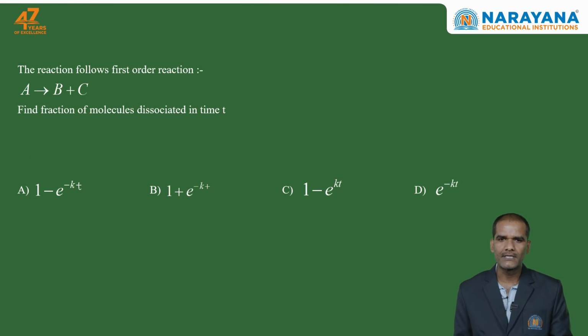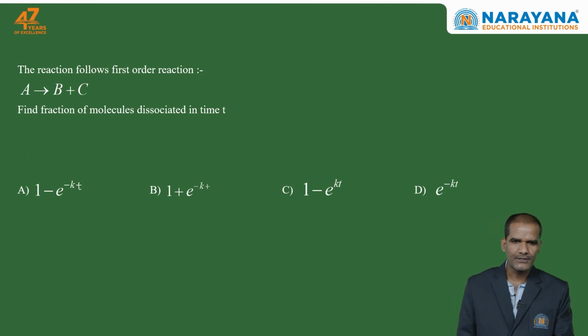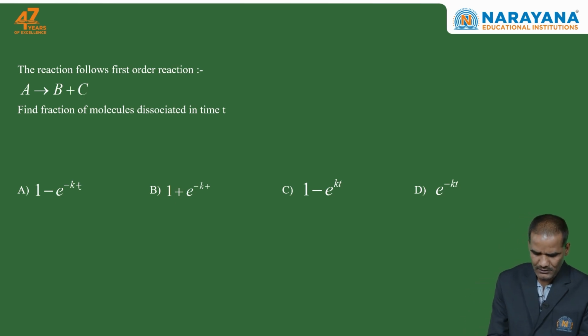We'll continue with the second question, and this question is from the topic of chemical kinetics. Here the given reaction follows first order, that is A gives rise to B plus C, and we have to identify the fraction of molecules dissociated in time t. Let us take the reaction like this.